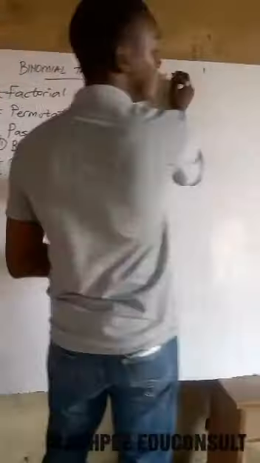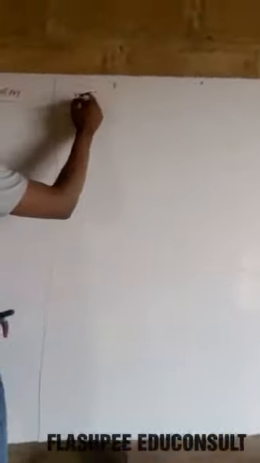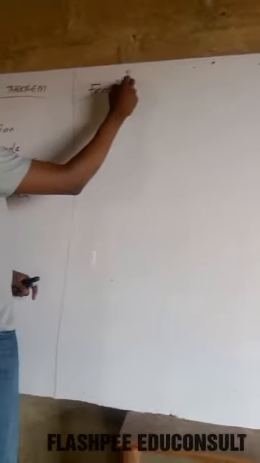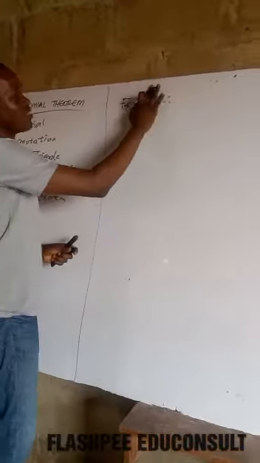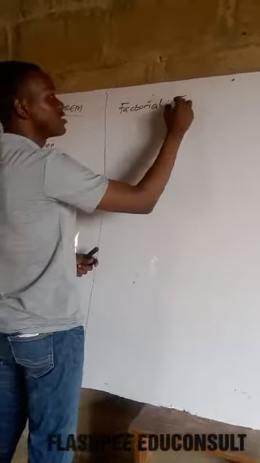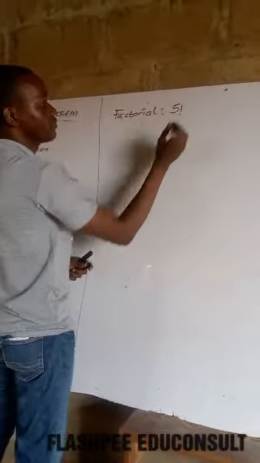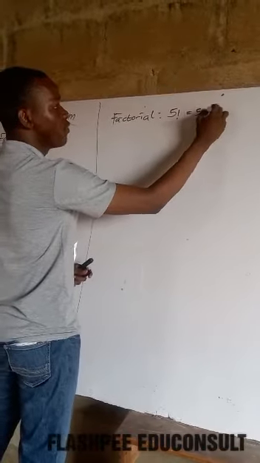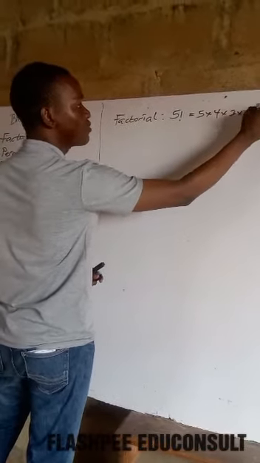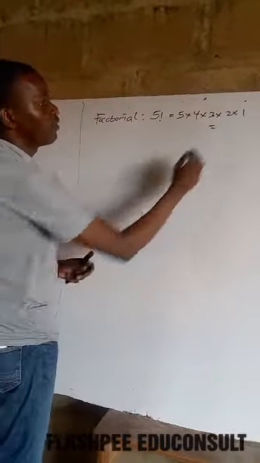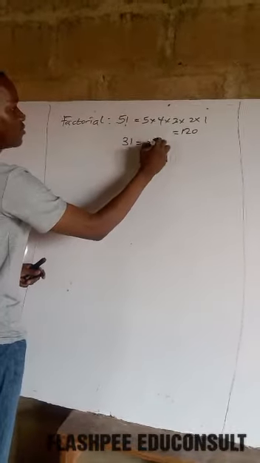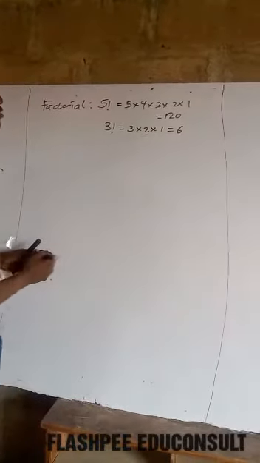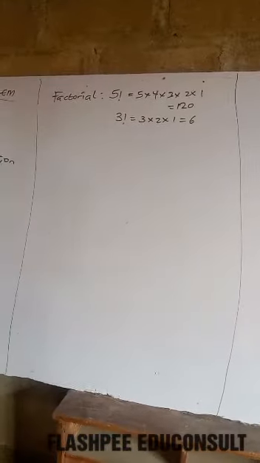I said factorial. What do you understand by the word factorial? Factorial means a number being multiplied by its lower numbers. An example is, if I say 5 factorial, it means 5 times 4 times 3 times 2 times 1, and that is 120. If I say 3 factorial, that is 3 times 2 times 1, which is 6. So now you understand the knowledge of factorial.